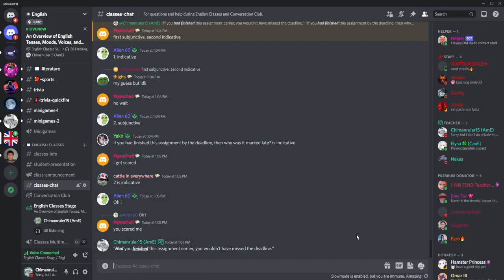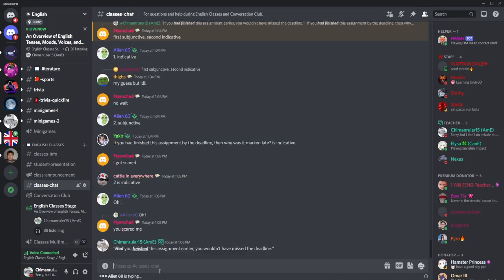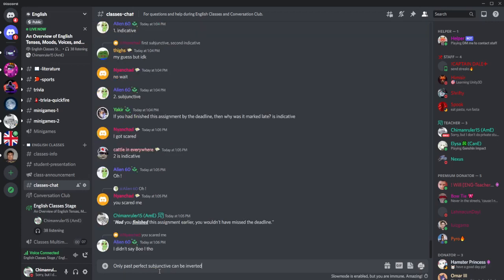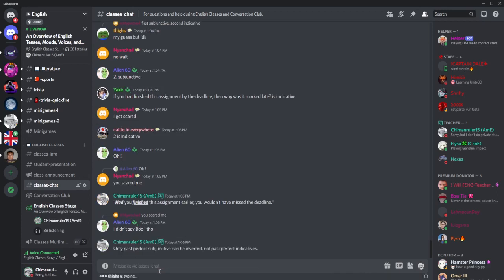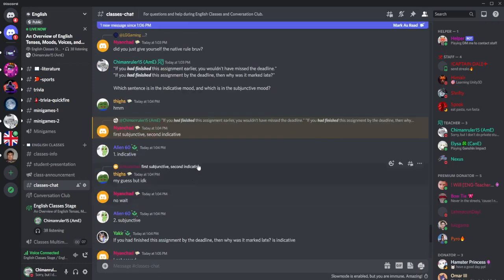But yeah, you can say that, but not for the second one. You can't invert the verb in the second sentence. That wouldn't make any sense. Because remember, only past perfect subjunctives can be inverted, not past perfect indicatives. So that's one way of telling the difference. If you invert the past perfect form and the sentence makes sense, then it's a subjunctive. If not, then it's an indicative. But here, the difference is pretty obvious even without inversion.